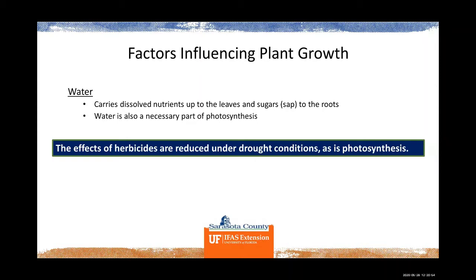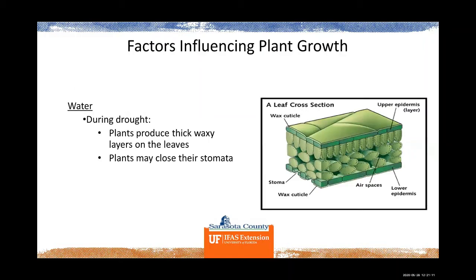We mentioned drought stress because the plant needs water to move nutrients around in the plant system. The plant needs water to be able to have high translocation rates. If you apply your herbicide under drought conditions, your herbicide will not be as effective.